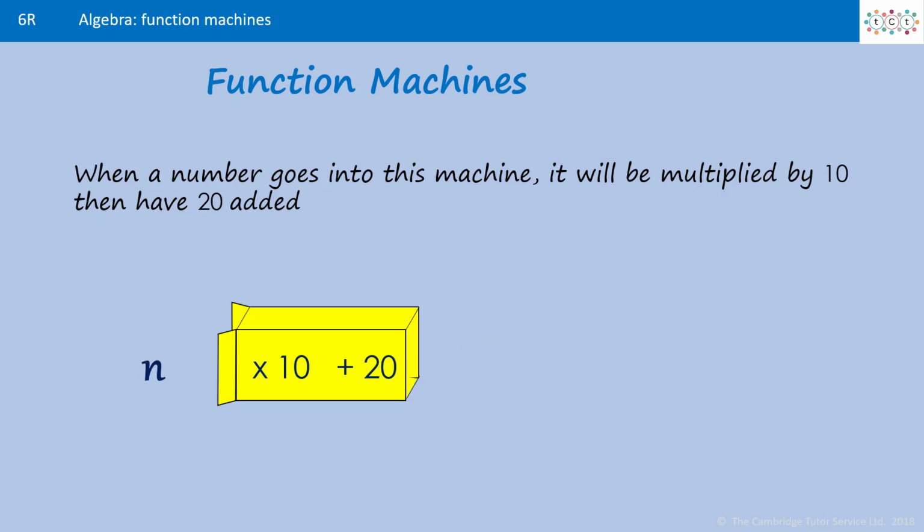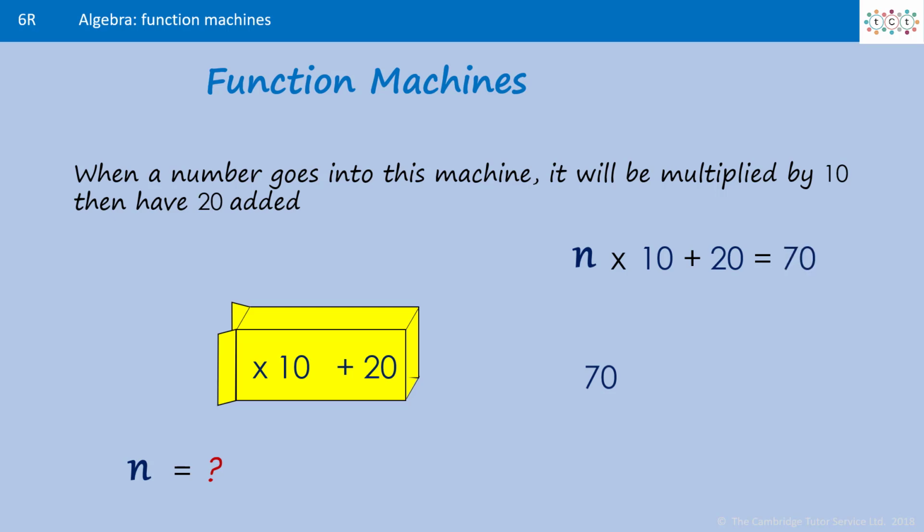This time we're putting in an unknown number, n. It goes in the box, it's multiplied by 10 and then has 20 added to it, and the output is 70. What was the number that went into the box? Working backwards from 70, we're going to use the inverse operation to take us back to whatever n was.